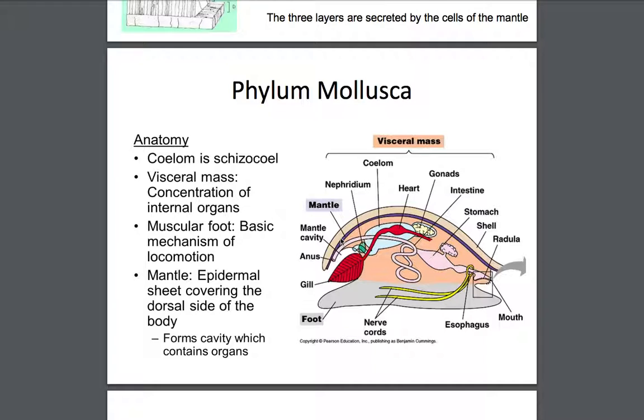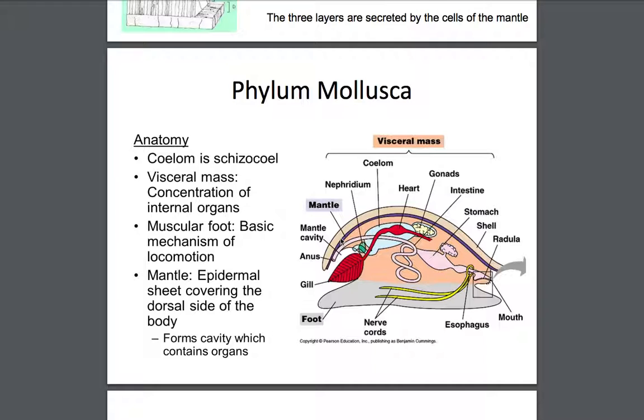That shell protects the animal, but in the most basic setup, the animal can't actually pull into the shell. They can maybe clamp down on a rock, and that's what we think the ancestral setup was. An organism that crawled along hard substrates and was able to use the muscular foot to clamp down onto the rock and hold themselves onto that hard substrate, protecting themselves from some other predator.